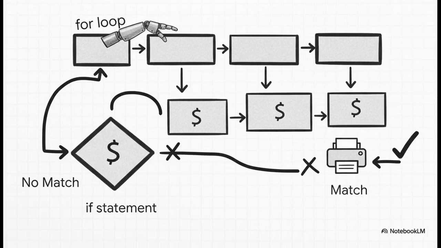And this is where it all comes together. Look at this. We've combined our loop and our conditional. The for loop is the engine chugging along, grabbing one letter at a time. And then, for each letter, the if statement is the brain. It asks the question, hey, is this letter an S? If the answer is yes, we do something, like print a message. If the answer is no, no big deal. The loop just moves on to the very next letter. It's a beautiful little system.